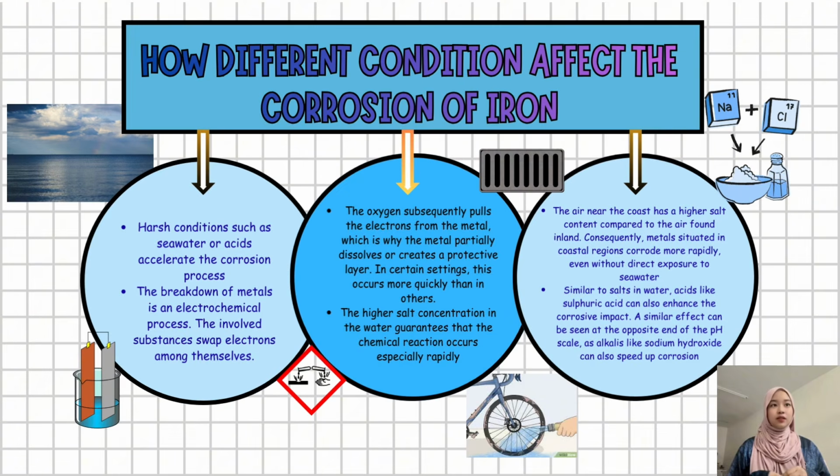A high salt concentration in water increases the rate of chemical reaction, which accelerates corrosion. In coastal areas, the air contains more salt compared to inland regions. As a result, metals near the coast corrode faster even without direct contact with seawater. Acids such as sulfuric acid increase corrosive effects. Similarly, highly alkaline substances like sodium hydroxide can also speed up corrosion, especially at extreme pH levels.